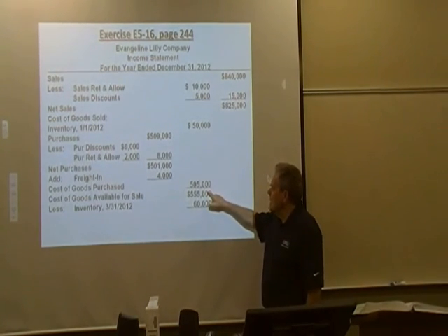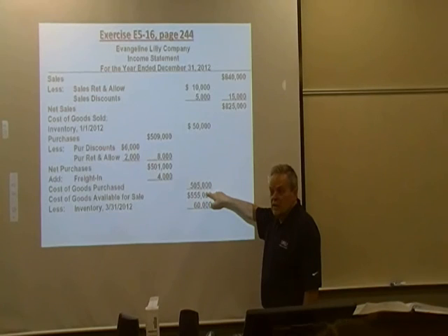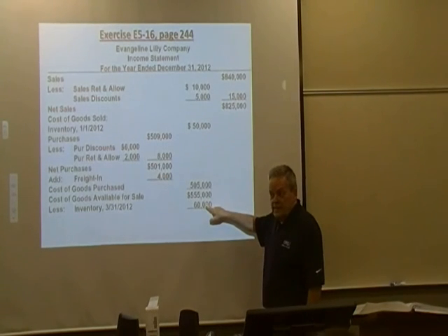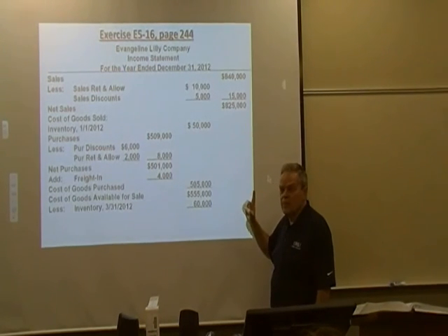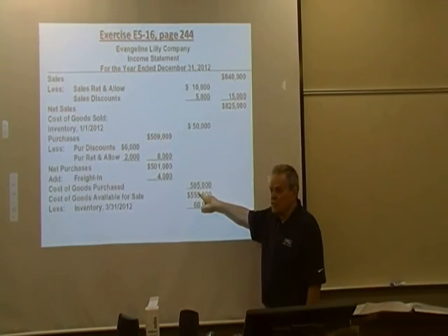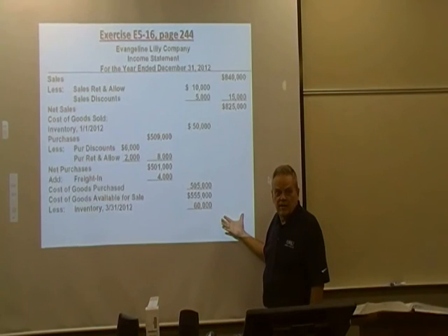Goods available for sale plus ending inventory, or goods available for sale minus ending inventory. Which is it? Minus. If I had all these goods and I didn't sell these, then what does that leave me? Not a number, but a concept. Listen to my question. If I had all these goods I could have sold and I didn't sell these, then what's this? Cost.